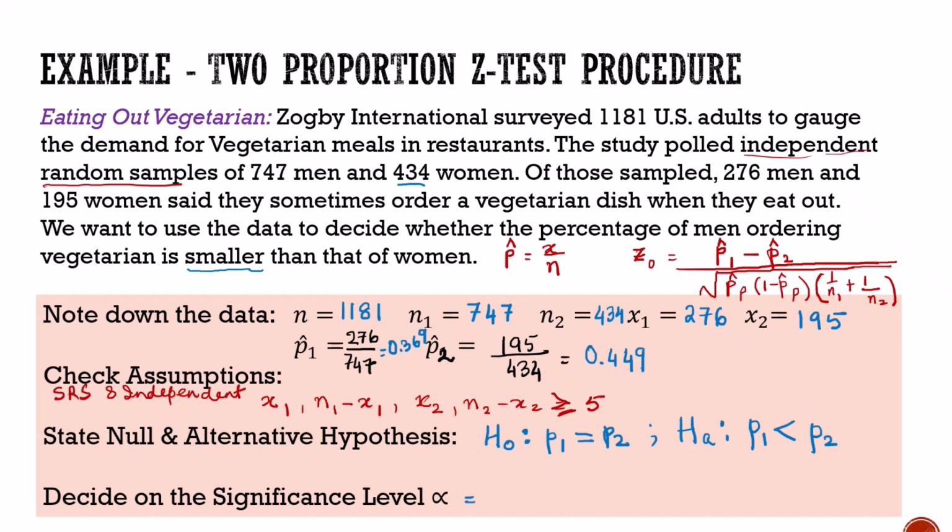Decide on the significance level. It doesn't say here, so we'll just make it a 5% significance level. We'll test at the 5% level. You have to convert the 5% to an alpha value, a decimal value. So alpha is going to be 0.05.